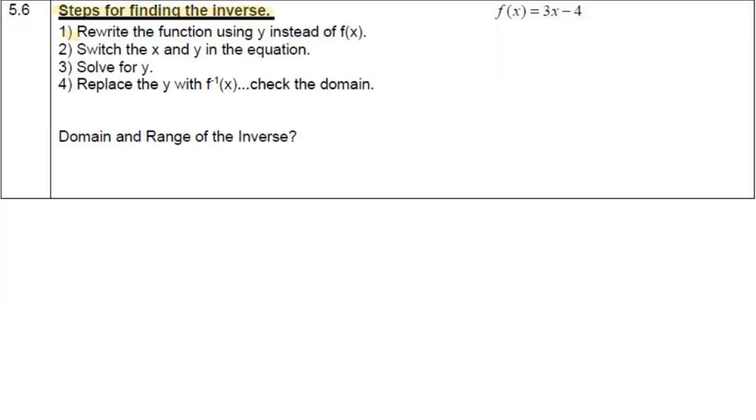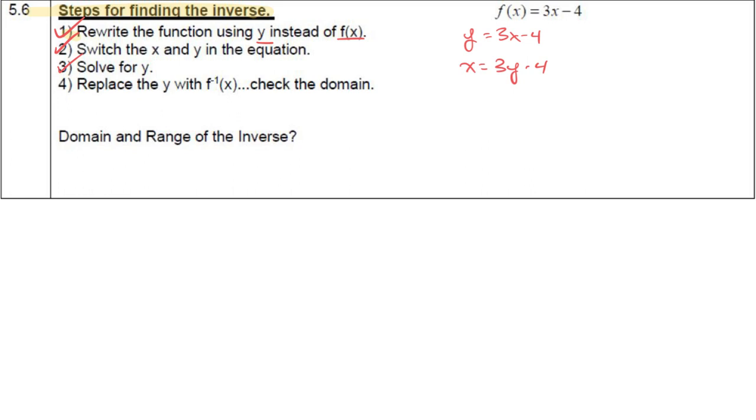So let's review the steps. We're going to use our example over here. I'm going to write in red, it's my favorite color. Step 1, rewrite this function using y instead of f of x. So I have y equals 3x minus 4. Step 1, we're done. Step 2, switch the x and the y. Now I have x equals 3y minus 4. I just swap places, okay? x is now over here, y is now over here.